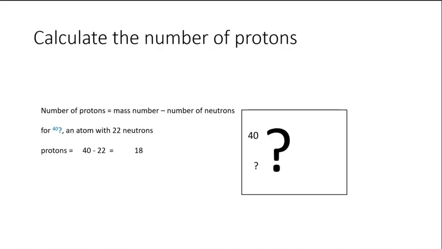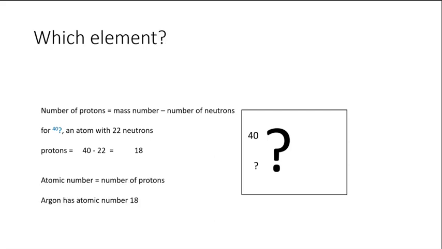Let's try for another element. In this case, we have the information that our mass number is 40 and there are 22 neutrons. So we calculate the number of protons to be 18. We know the atomic number equals the number of protons, therefore we know that the atomic number is 18, and we can look on the periodic table and see that argon has the atomic number 18.